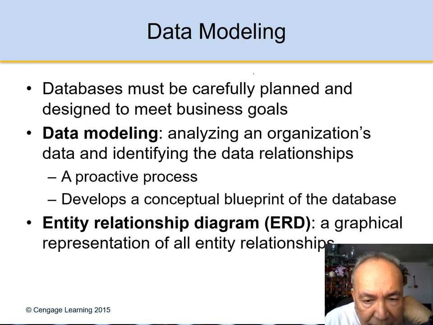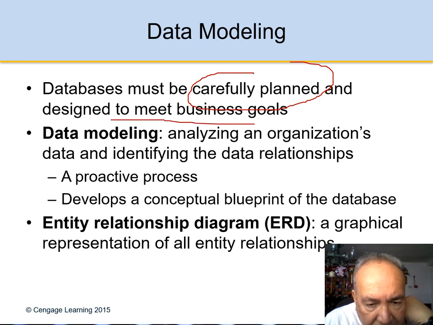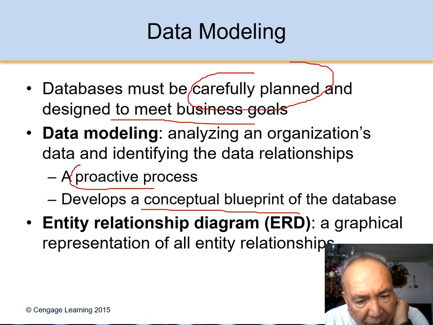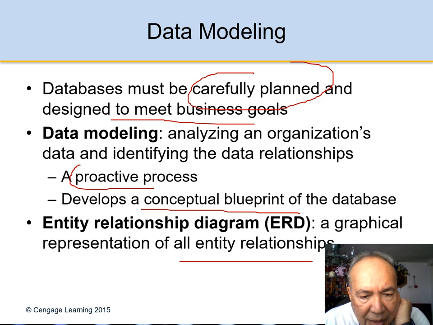Okay. Now, data modeling. Databases must be carefully planned. It's very important to plan it, designed to meet business goals. Okay. So, data modeling is analyzing an organization's data. What are the data in this organization? It becomes a proactive process to develop a conceptual blueprint of the database. The entity relationship diagram is a graphical representation of the entity relationships. Like last name and first name, both of them are entities. And how are they related? It's my first name and last name, or your first name and last name. That's what it means.